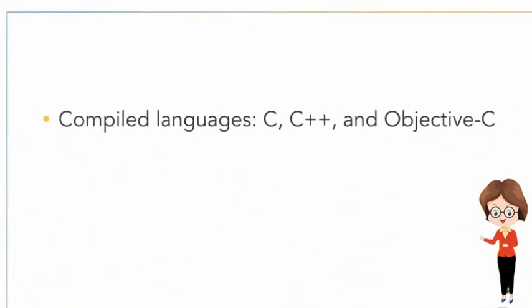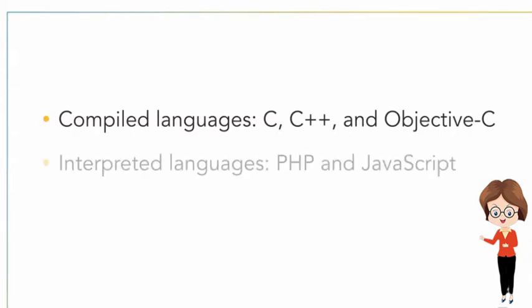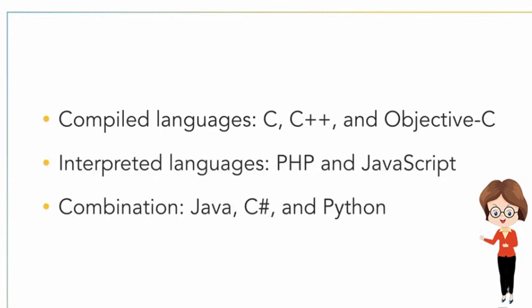Now, this is of course an oversimplification of both compilers and interpreters. They perform complex functions that help to optimize the size, speed, and security of your source code, but it helps to convey the general idea of how they differ. Typically, languages like C, C++, and Objective-C are known as compiled languages, whereas PHP and JavaScript are known as interpreted languages. And finally, Java, C#, and Python use the combination approach.